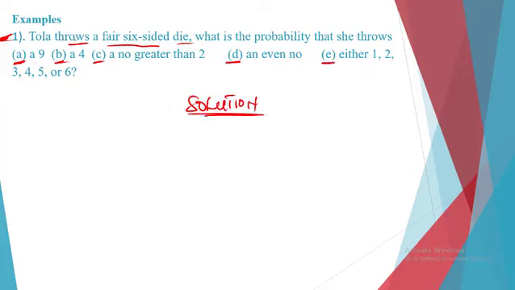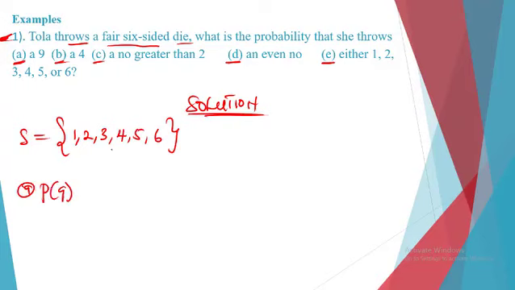Okay, we have the sample space, which is X, equal to the set of 1, 2, 3, 4, 5, and 6. Is that correct? Now, the probability of obtaining a 9. Is there a 9 in this set? No. So the probability of obtaining a 9 is 0, because there is no 9. Is that correct? Fine. Then we'll go over to B.